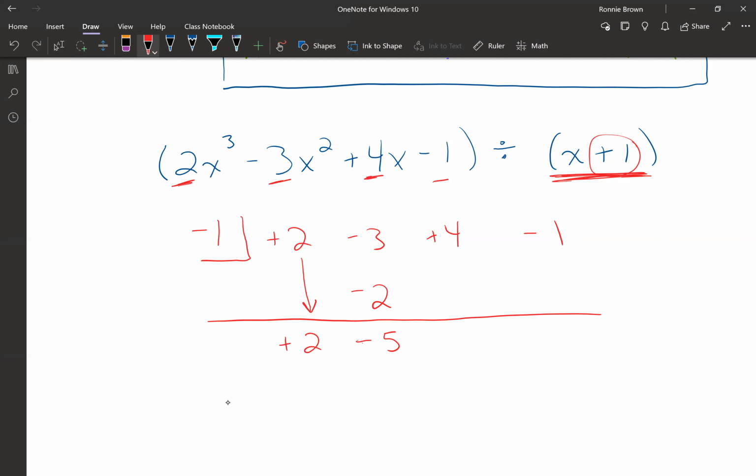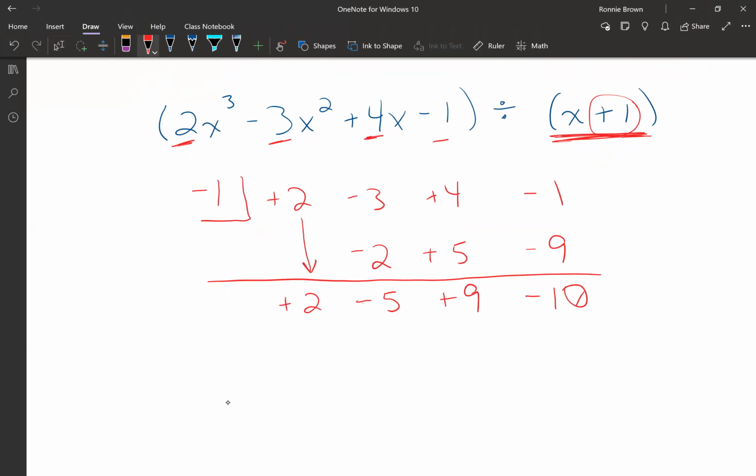We write it below. What's below the line gets multiplied by what's in the box. Negative 5 and negative 1 make positive 5. And then 5 and 4, positive and positive, make a positive 9. Positive 9 times negative 1 is negative 9. Negative 1 added to another negative 9 is negative 10.